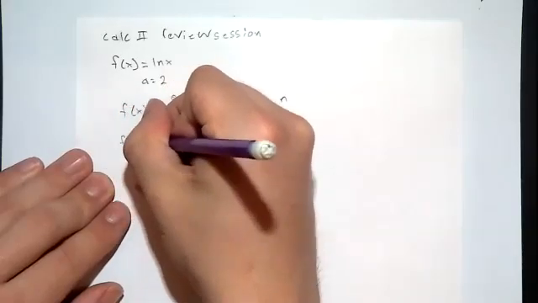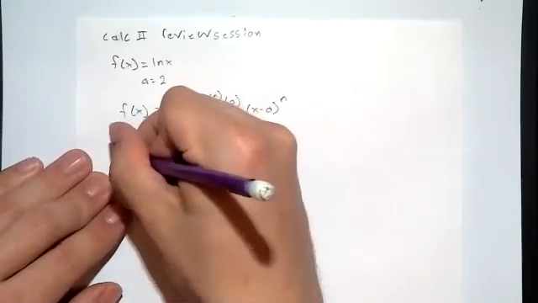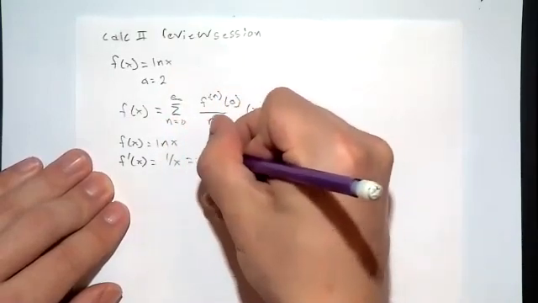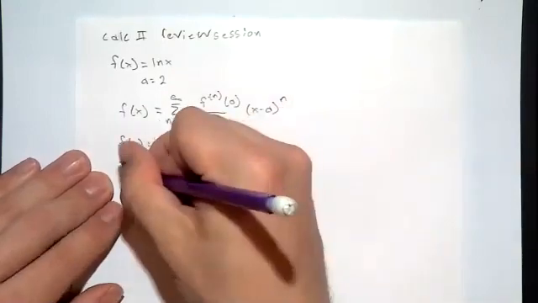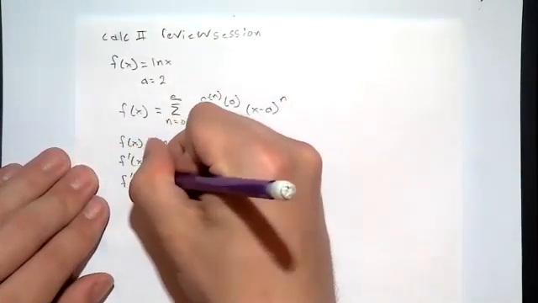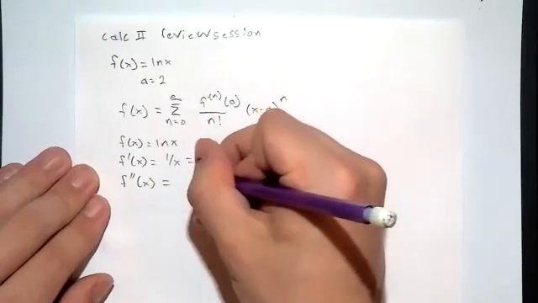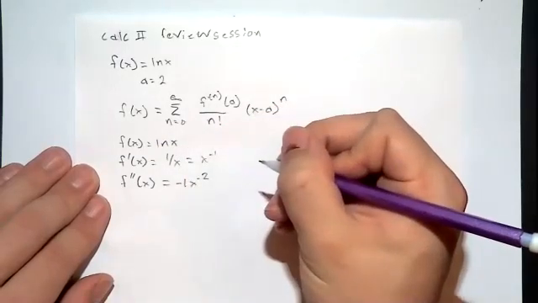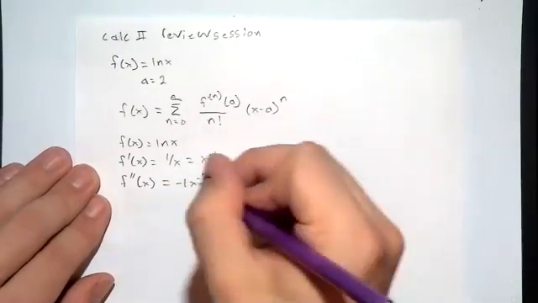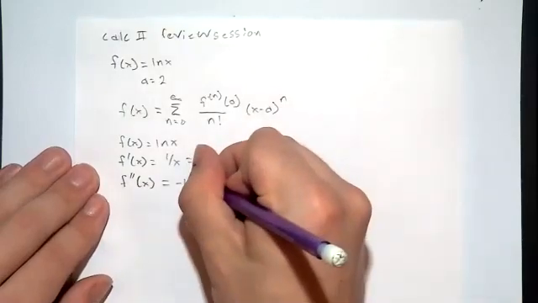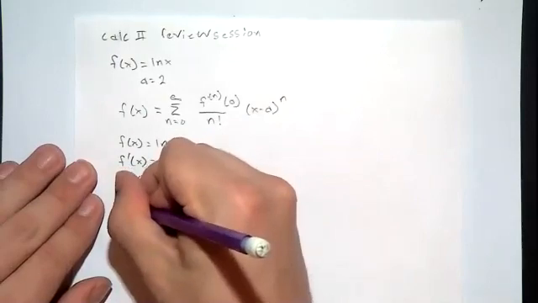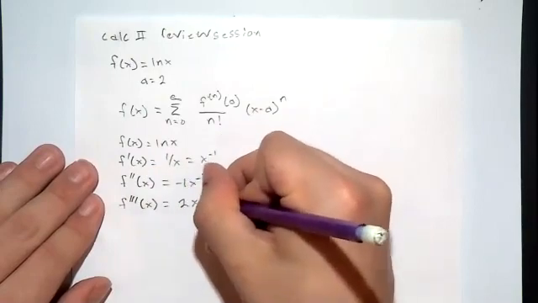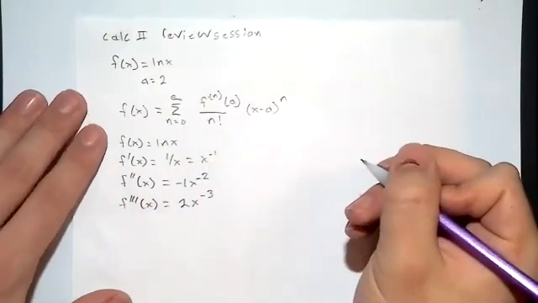So f of x is equal to natural log of x. Then f prime of x is equal to 1 over x, equal to x to the negative 1. f double prime of x is equal to, bring down the variable and subtract 1, negative x to the negative 2. And then f triple prime of x is equal to 2x to the negative 3rd.